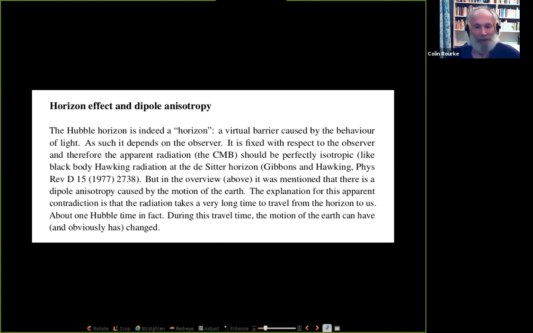Okay, as I mentioned, there's a dipole anisotropy caused by the motion of the Earth. The explanation for this apparent contradiction is that the radiation takes a very long time to travel to us from the horizon, about 1 Hubble time. During this time, the motion of the Earth can have changed, and obviously has changed. So there's nothing funny going on here. The Earth just moved a bit compared with the horizon where it came from.